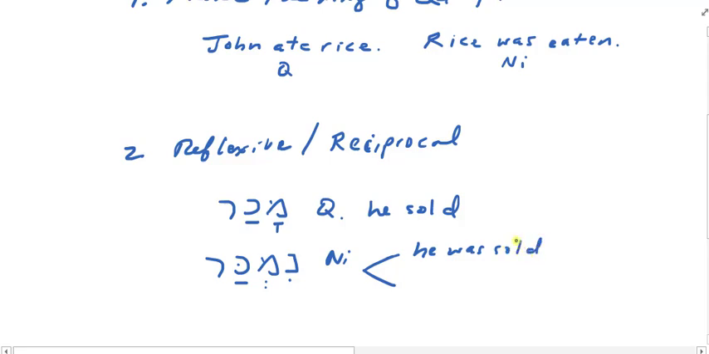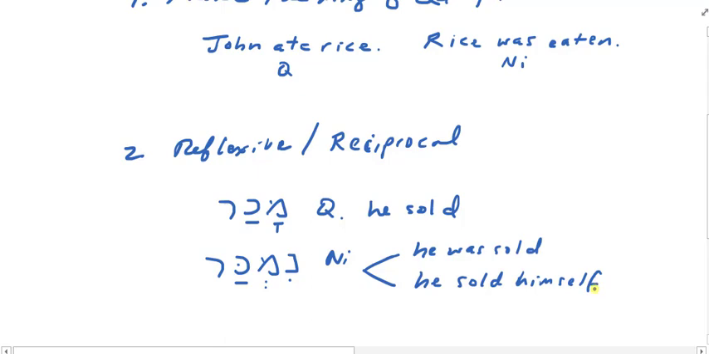If the context were clear enough, I could say something like Yosef nimkar. Joseph was sold, right? Because he didn't sell himself. Someone else sold him. But the Niphal, nimkar, could also be reflexive instead of passive. And then it could be something like he sold himself. Okay?